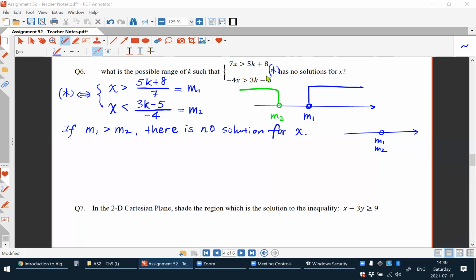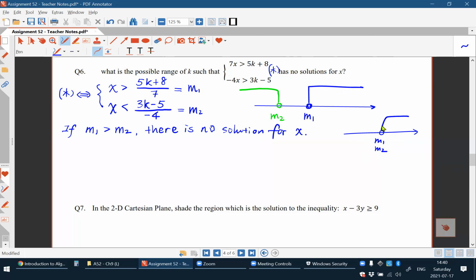Dora? Yes, because when M1 is M2, according to the system, x is greater than this number, and also x should be smaller than this number, right? For the same number, x cannot be both greater than and less than, right? So under this circumstance, there is also no solution for x. So we can put an equality symbol here. Okay, so the conclusion is if M1 is greater than or equal to M2, there is no solution for x.